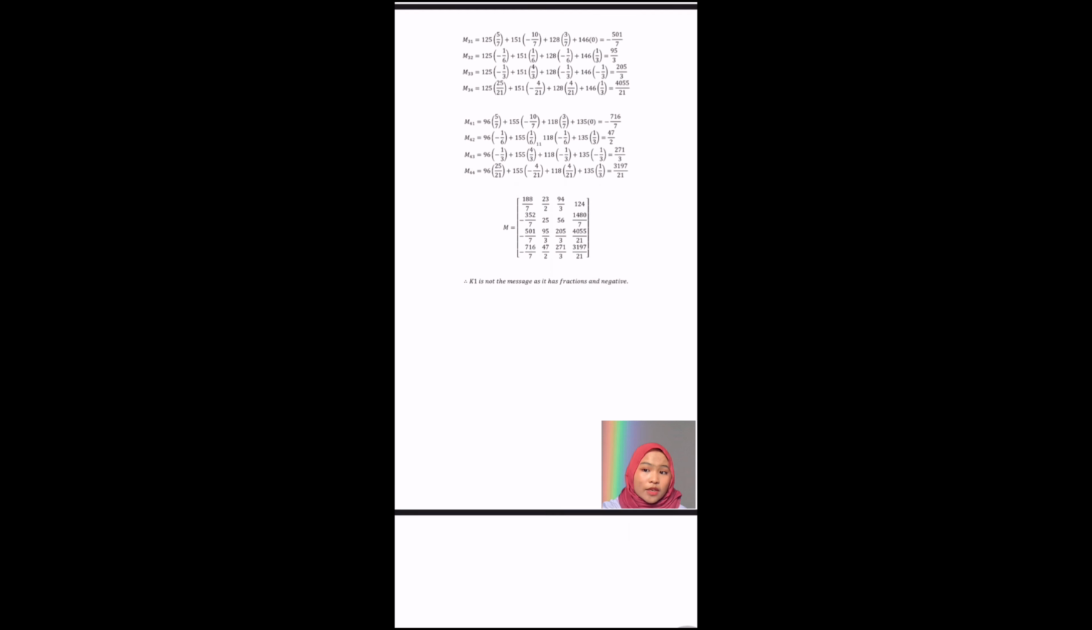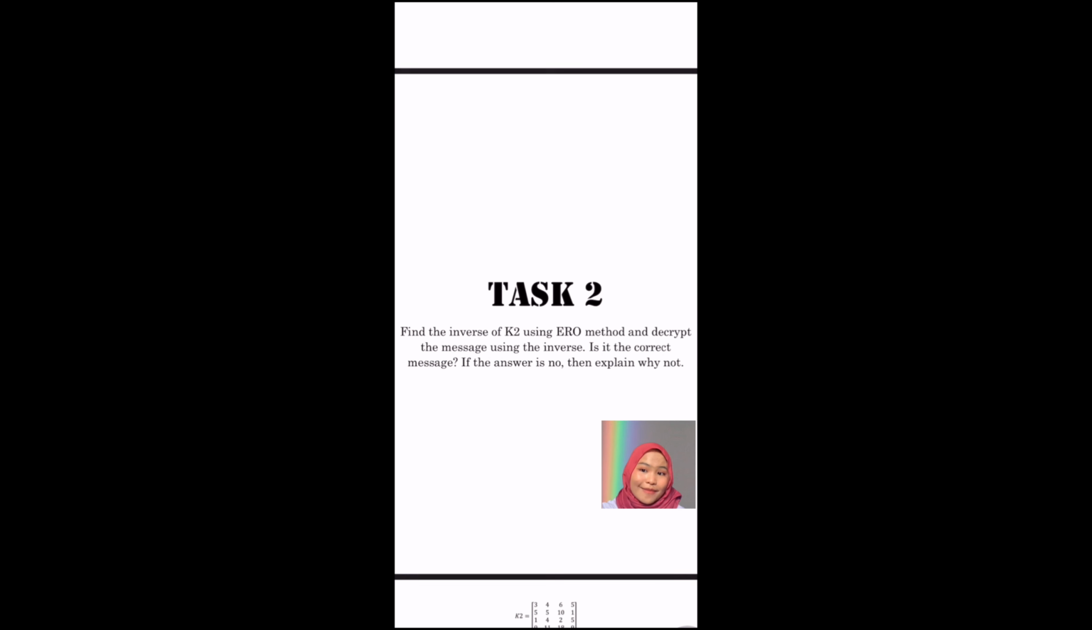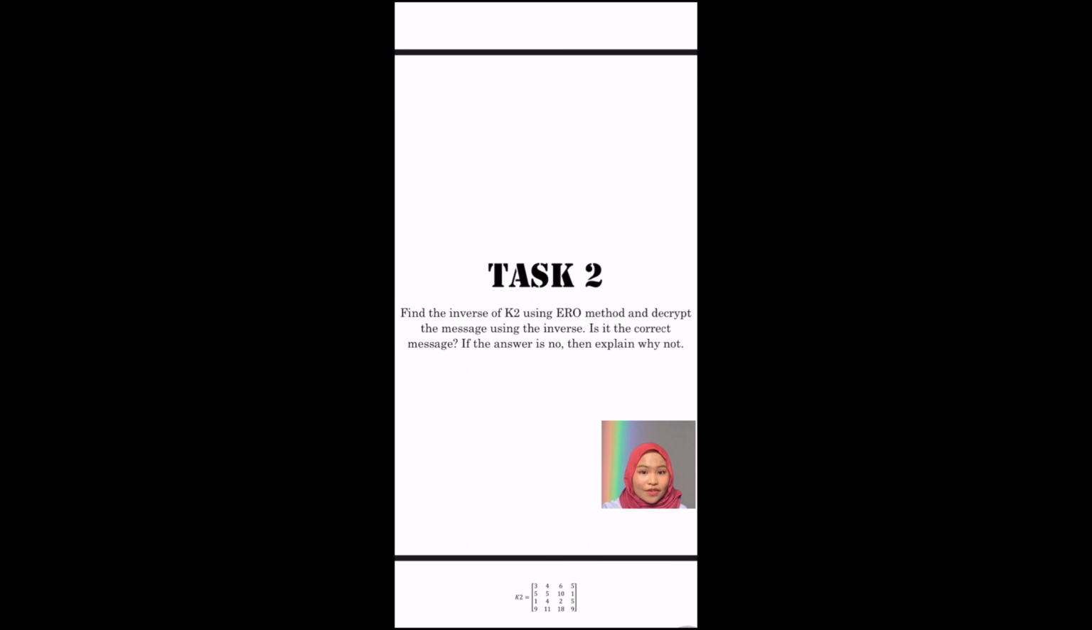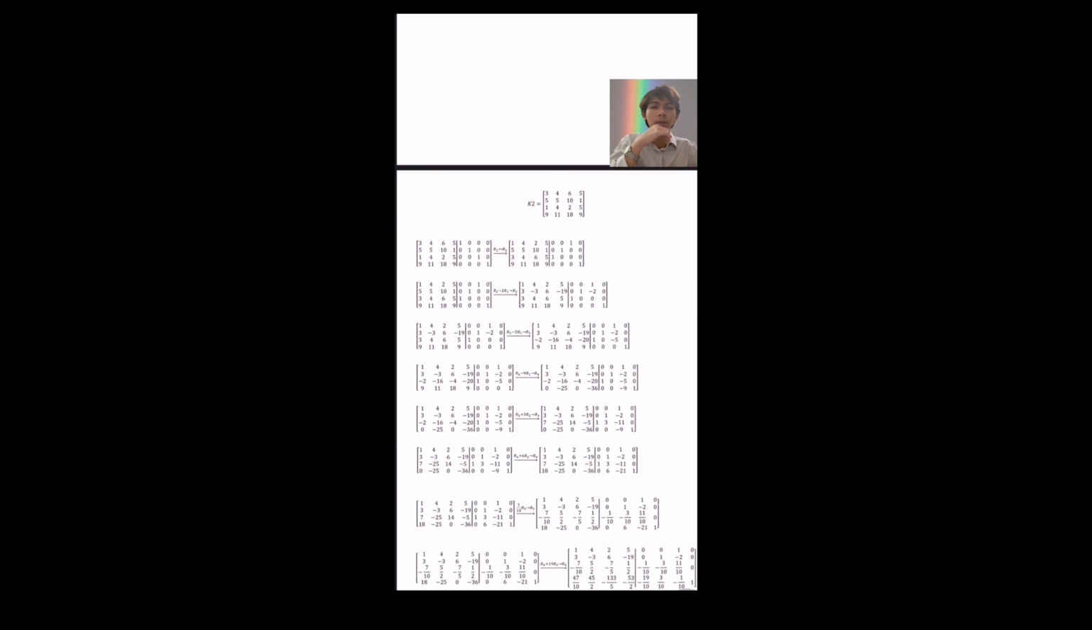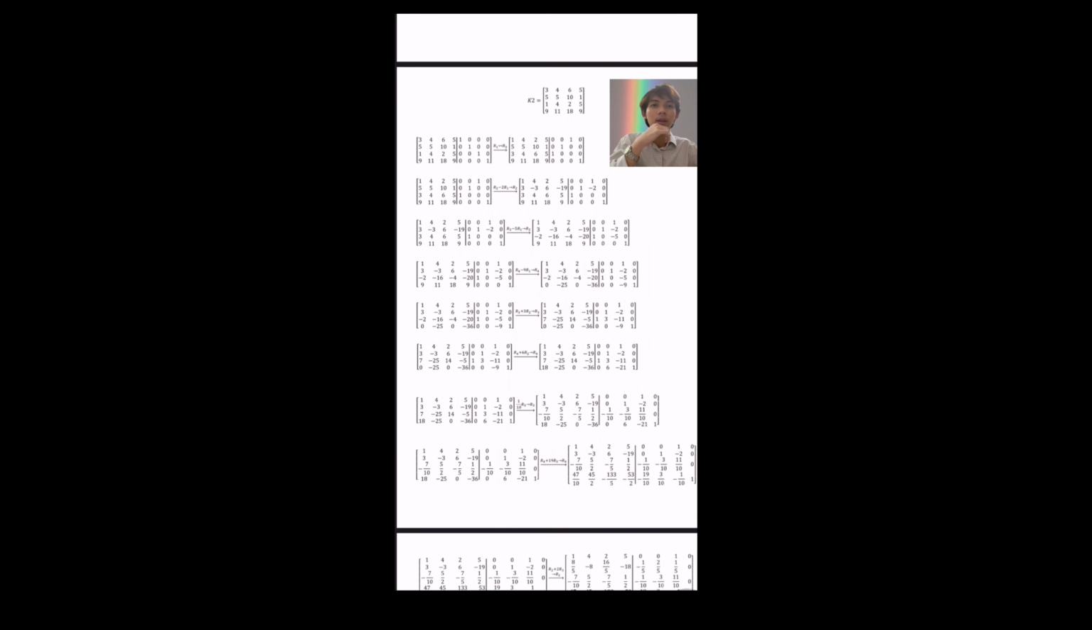Second, find the inverse of K2 using the row method and decrypt the message using the inverse. Is it the correct message? If the answer is no, then explain why not. The second method, I will use the row method, which is the elementary row operation method. For this method, we need to form an augmented matrix. This matrix is where you place the matrix that you want to invert on the left side and the identity matrix on the right side, side by side.